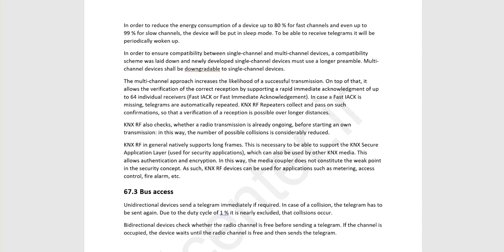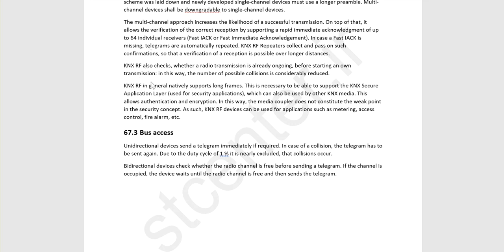The next important thing is that KNX RF in general natively supports long frames. This is necessary to be able to support the KNX Secure application layer used for security applications, which can also be used by other KNX media. This allows authentication and encryption. In this way, the media coupler does not constitute the weak point in the security concept. As such, KNX RF devices can be used for applications such as metering, access control, and fire alarm. You can see in the market nowadays that most KNX RF couplers support KNX Secure.